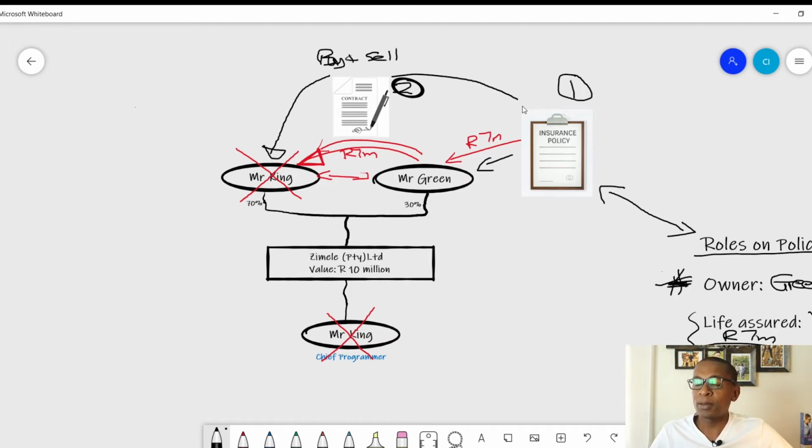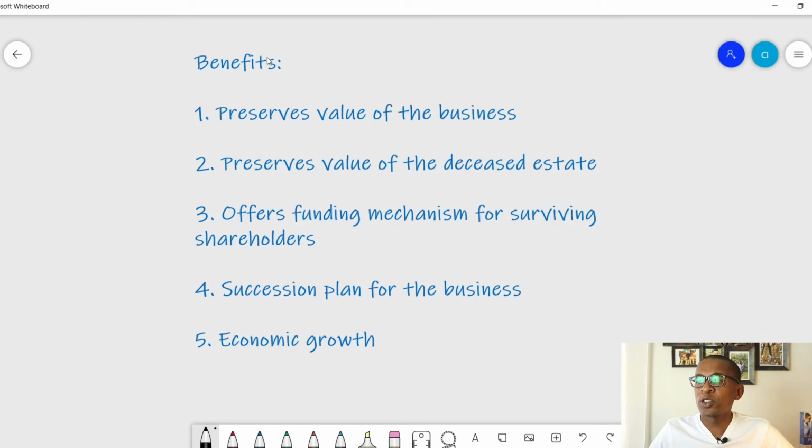King from his estate. So just in terms of the benefits of having a buy and sell agreement, you can see some of the benefits, and by no means is this list exhaustive, just some of the main ones off the top of my head, is that it preserves the value of the business, in that should Mr. King die, now the business doesn't have to come up with 7 million rands, because the executor of Mr. King is going to say, well, he owns shares worth 7 million rands. Does the company have 7 million rands? Does anybody have 7 million rands? Because I need to wind up Mr. King's estate. So the business doesn't have to be put into that financial burden.